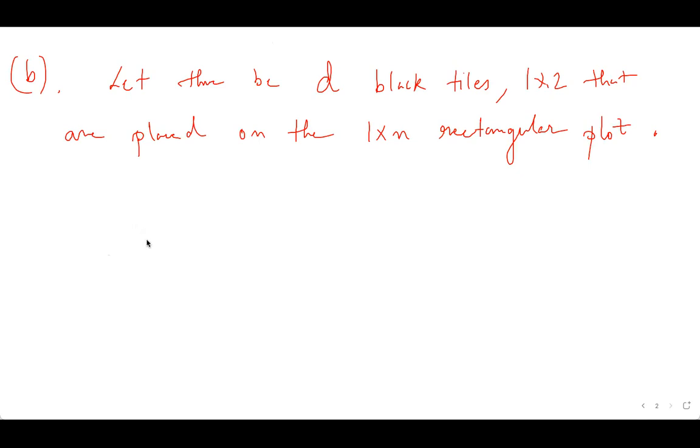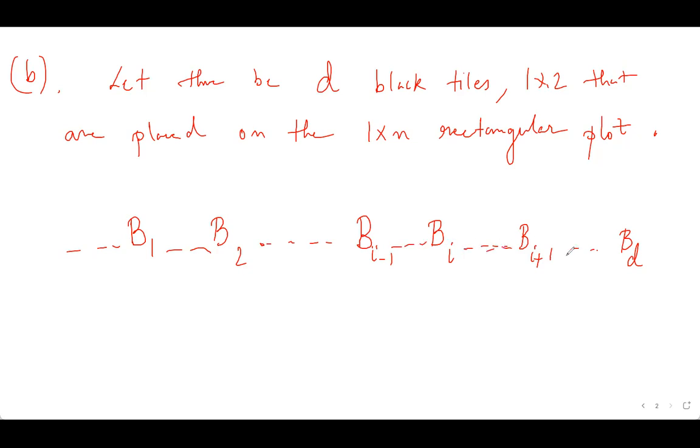So now, those are all the black tiles. So suppose B1, then B2, dot dot dot, and so on, B I minus 1, BI, dot dot dot, BI plus 1, dot dot dot, BD. Now, if they are sitting like this, then I know that there are gaps. Now, there could be gaps or maybe no gaps.